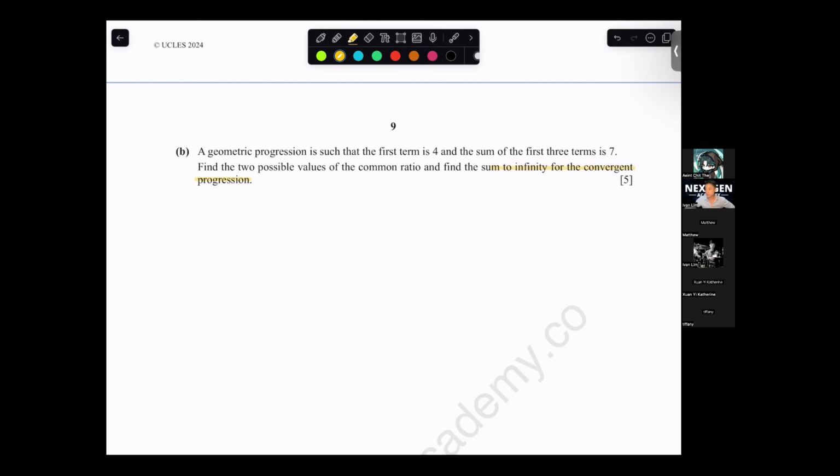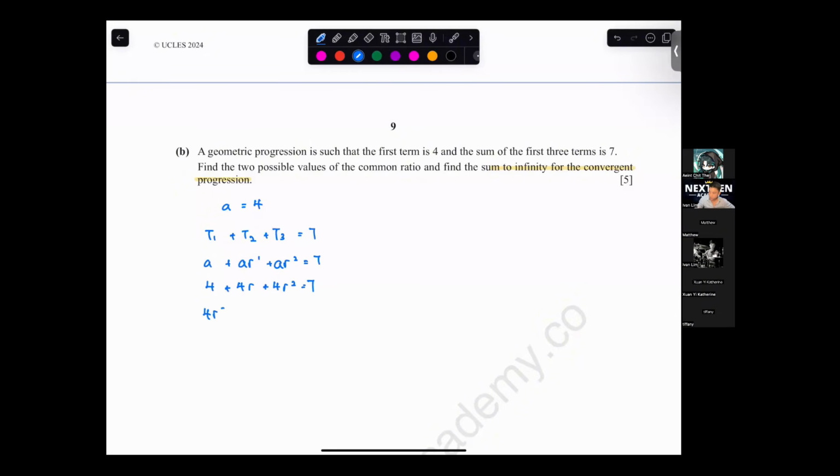Okay, we do this, we sub in the value here first. They say a is equal to 4. The sum of the first three terms. How can I write the sum of the first three terms? I can write it as term 1 plus term 2 plus term 3 is equal to 7. Or you can also go and write the sum of terms. But I think this way is easier. So we can write it as a plus ar plus ar squared equals 7, which is 4 plus 4r plus 4r squared equals 7.